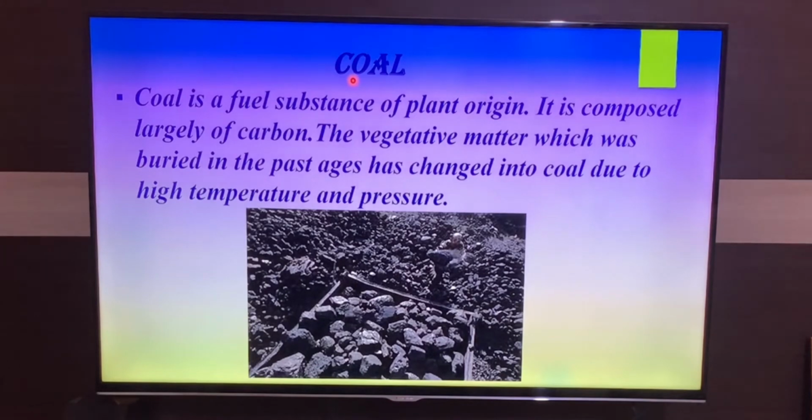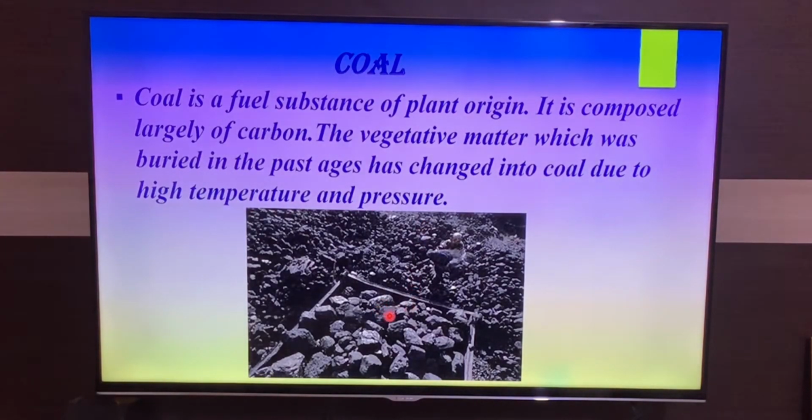We will learn about coal. Coal is a fuel substance of plant origin. It is composed largely of carbon. The vegetative matter which was buried in the past ages has changed into coal due to high temperature and pressure.